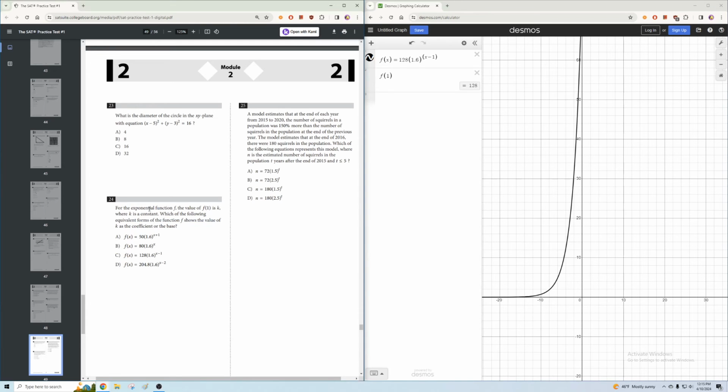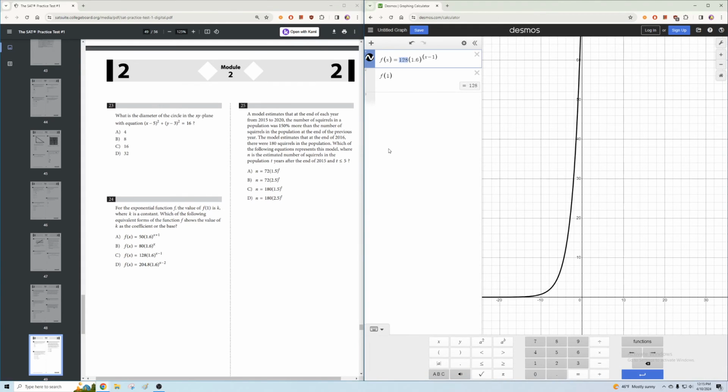For the exponential function f, the value of f of 1 is k. K is a constant. Which of the following equivalent forms of the function f shows the value of k as the coefficient? So this is the coefficient. It's a number in front of the expression. And if you find f of 1 here, it is 128, and this number in front of the expression is 128. So it's your choice C.